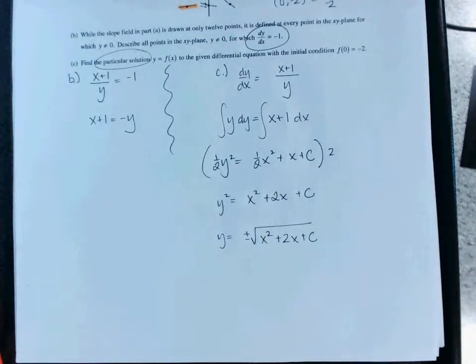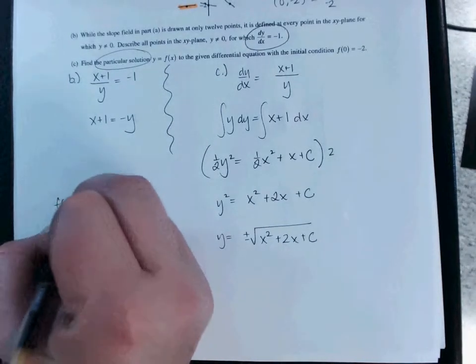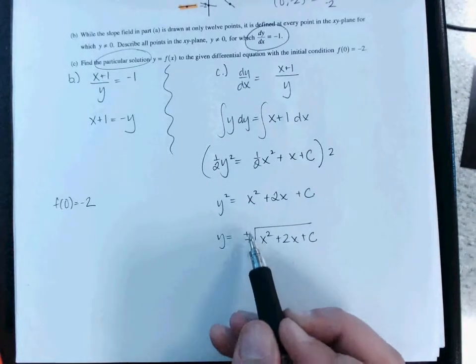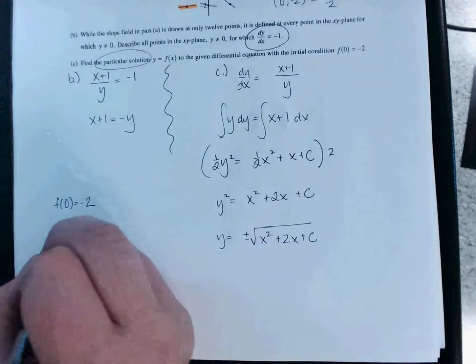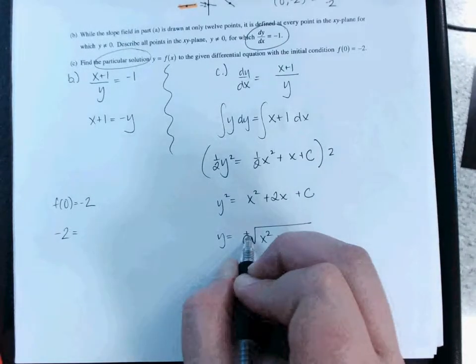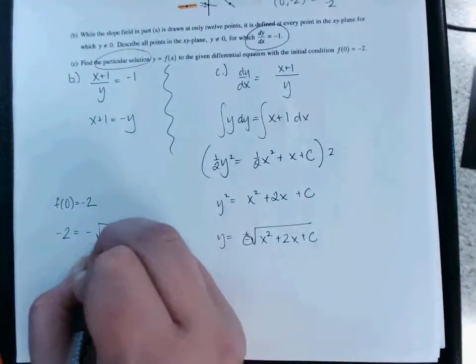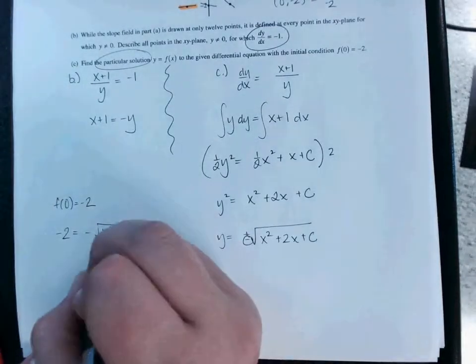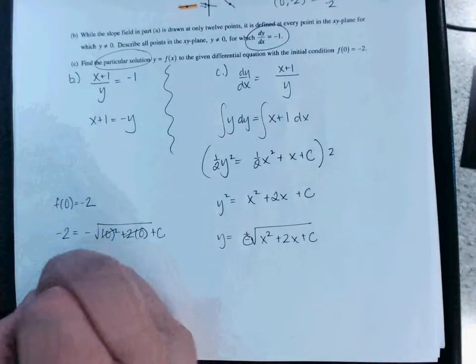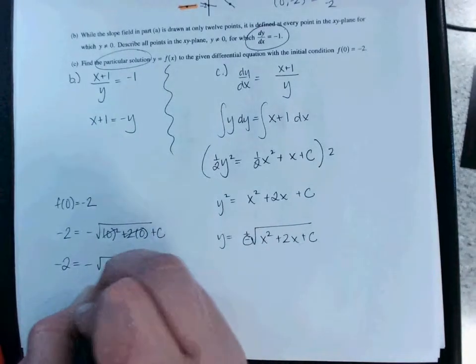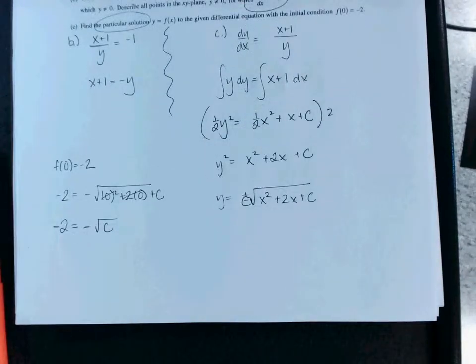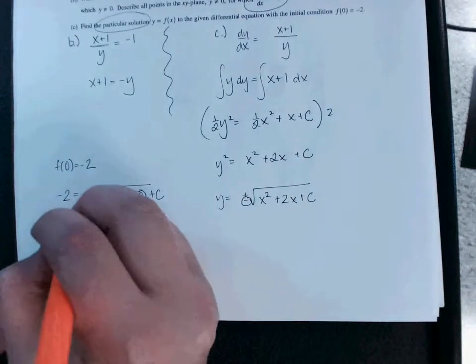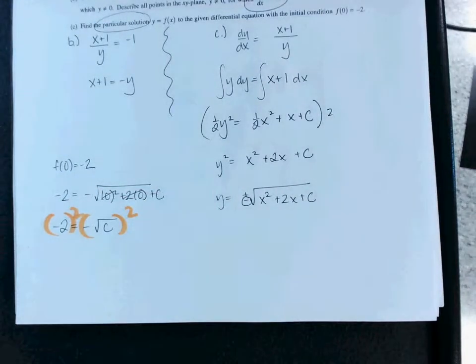Okay, from here, you have both because it's your general solution, but you're about to have to pick one. So if my point is f of 0 is -2, which of these am I going to choose to match? The negative. So it'd be -2 equals negative square root of 0 squared plus 2 times 0 plus c. These go away, so really it's just the square root of c. So if -2 is negative root c, remember you can square both sides.